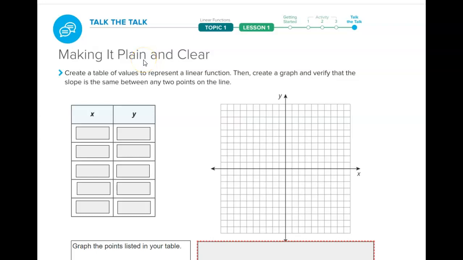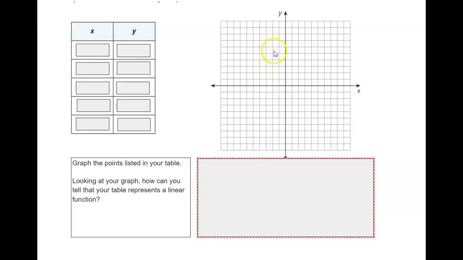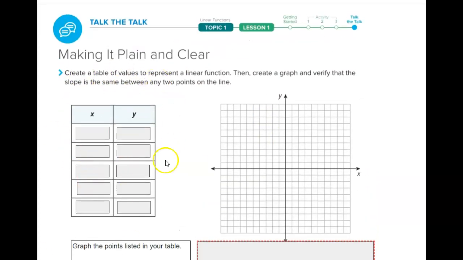Your task on this page is to create a table of input and output values. So create a table of x's and y's so that when this function is graphed, it would show itself to be a linear function. There's a few different approaches that you can do.